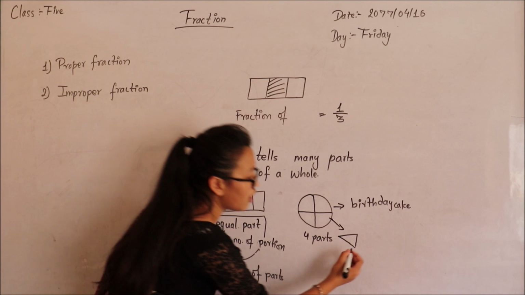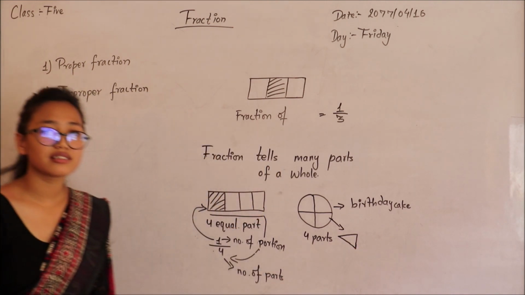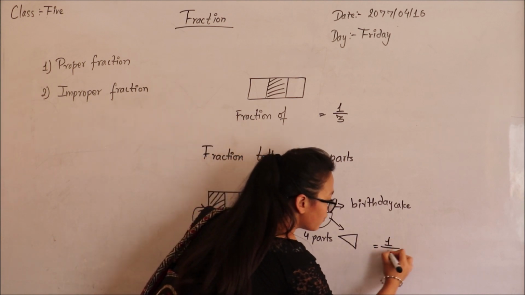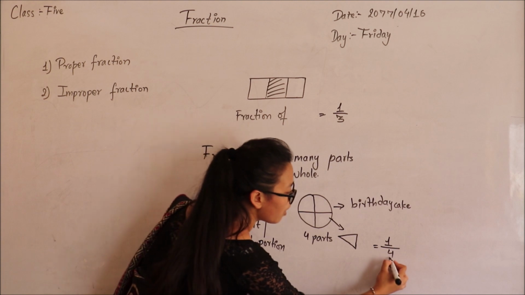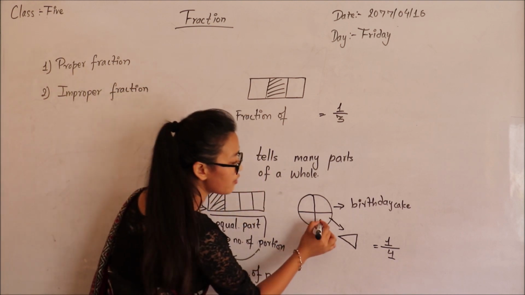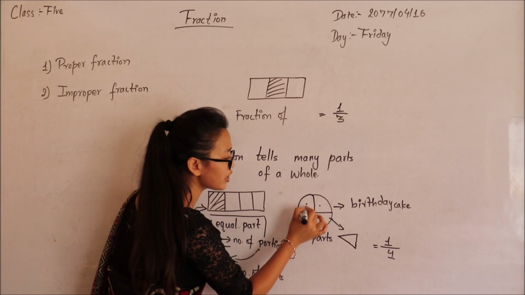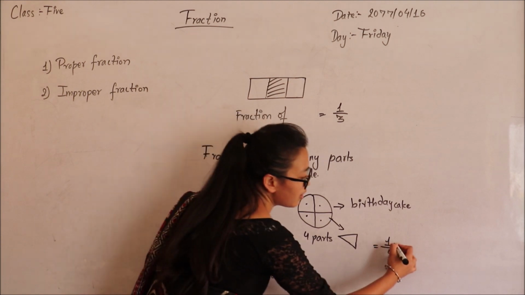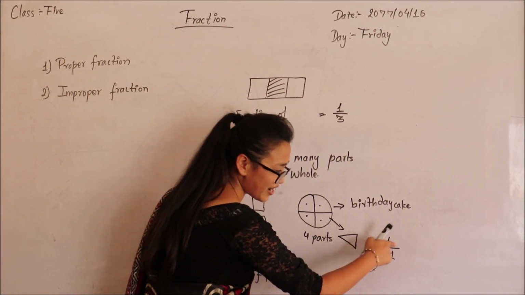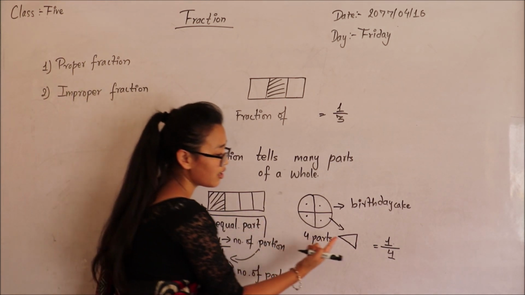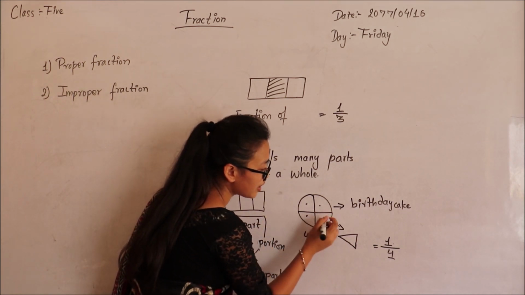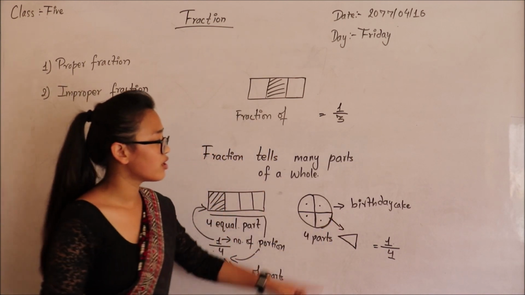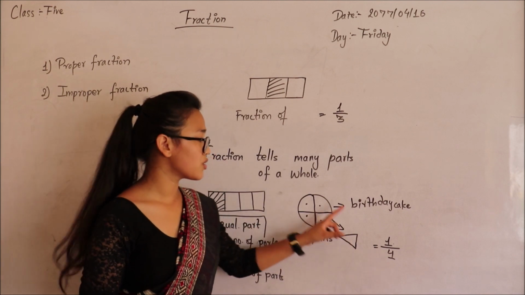So now how will we write this in fraction? We will write 1 out of 4. Because what is this 4? How did it come here? Because there are 4 equal parts, that is 1, 2, 3, 4. That's why we wrote here 4. And why did we write here 1? Because we pulled out one portion of 4 parts.